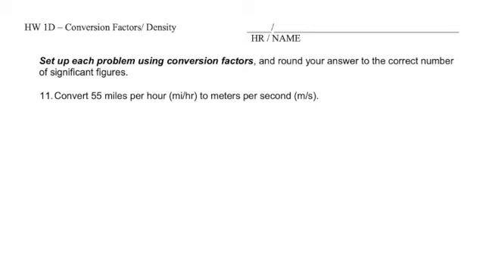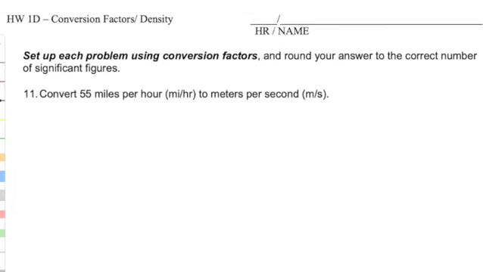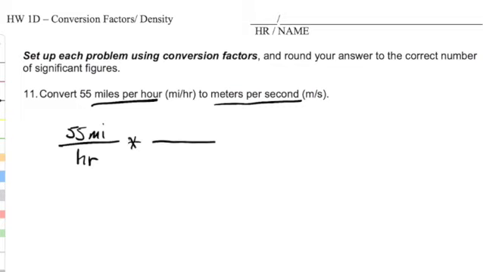Number 11. Convert 55 miles per hour to meters per second. So on this one we have another rate. We're going to convert 55 miles per hour to meters per second. This is a pretty common conversion as well. So we're going to start with 55 miles in 1 hour. We're going to make sure that the rate is set up to look like a fraction so that our conversion factors, it'll be real clear which units are canceling, and which ones are not.